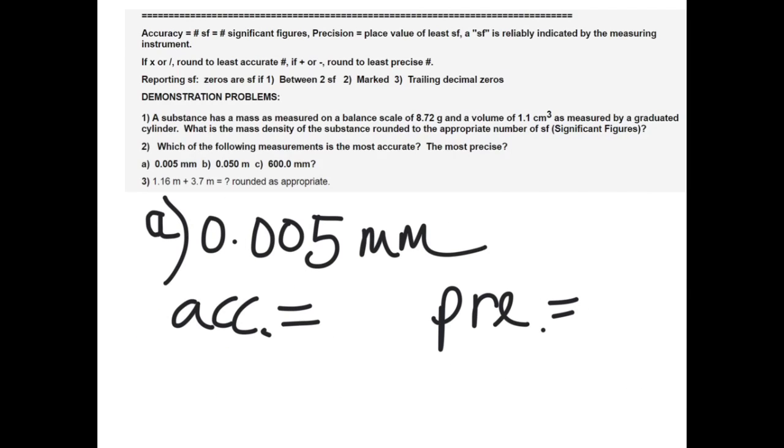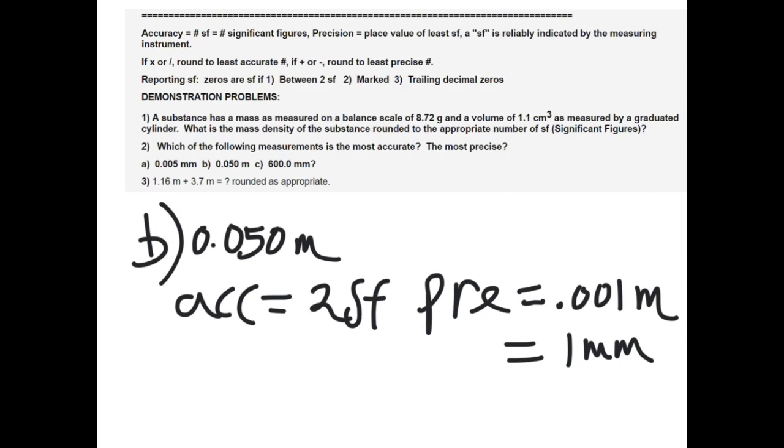Let's compare accuracy and precision. Demonstration problem 2: which of the following measurements is the most accurate and which is the most precise? Part A, 0.005 millimeters. Only the 5 is significant, so the accuracy here is just 1 significant figure. The least significant digit is the 5, and its place value is 1/1000th of a millimeter, and so that becomes the precision.